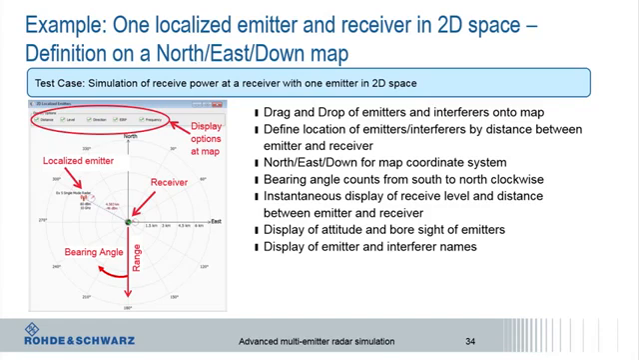In order to put the emitter on the map, you can simply drag and drop the emitter out of your emitters defined onto the map. You see an instantaneous display of the receive level and the distance between the emitter and the receiver, as I said before. You also see the attitude information, the bore side information of the emitters. You can also display the emitter and interferer names, for example.